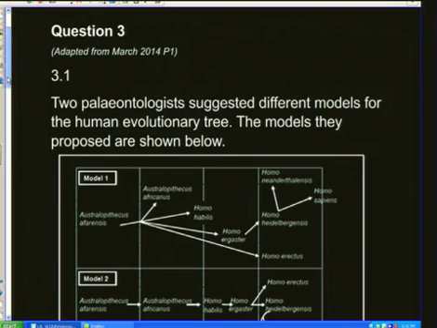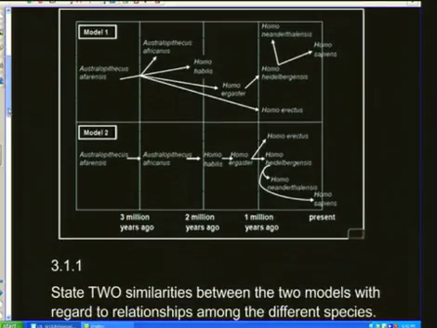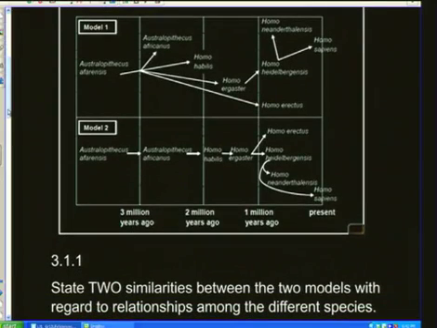Two paleontologists suggested different models for the human evolutionary tree. The models they propose are shown below. So they've given us two models. Model one is telling us that from Afarensis we went to Africanus, Homo habilis, Homo ergaster, Heidelbergensis and all that. From there Homo neanderthalensis and Homo sapiens, and from there Homo erectus. The second group of scientists are saying the same thing from there. But now watch, theirs is linear.